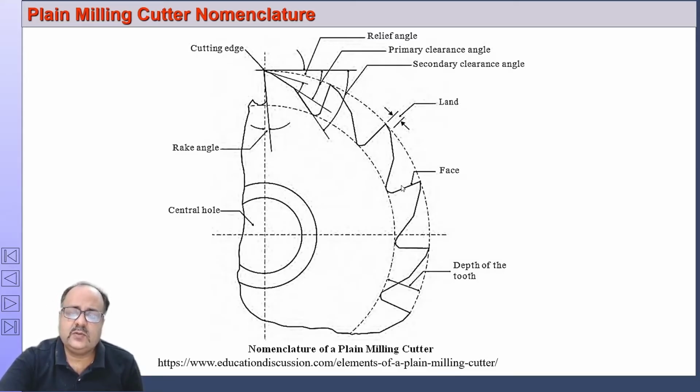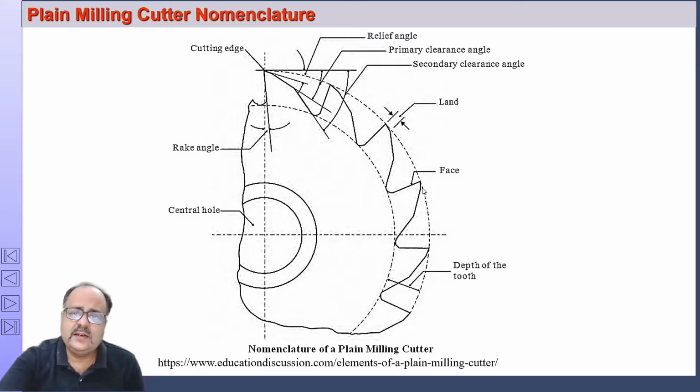This surface is called the tooth face, and the fillet is the bottom between the two teeth, where a radius is given. This radius is called the fillet. Now why is this radius given? This radius is given so that the chip can curl and flow easily. That's why this radius is given. This is called the fillet. And the portion extending beyond the peripheral cutting edge is called the land. This is called the land of the milling cutter.